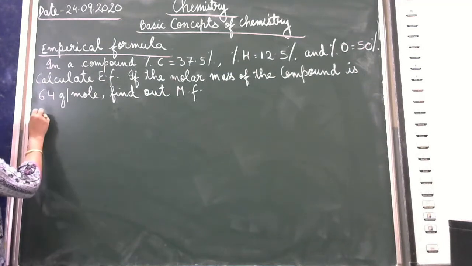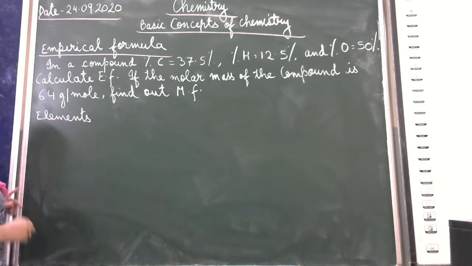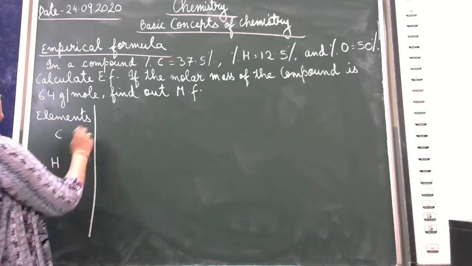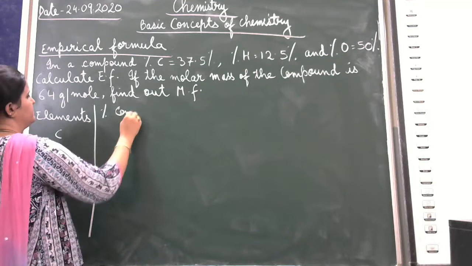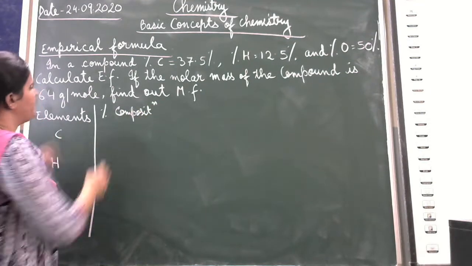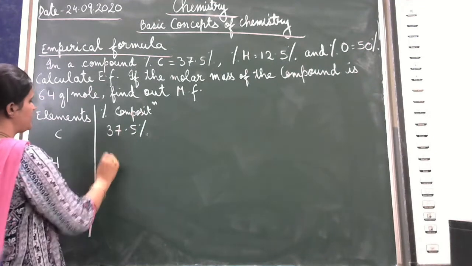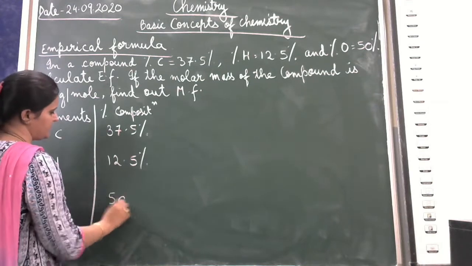First column will be my elements. What are the different elements present in my compound? That is carbon, hydrogen, and oxygen. Okay. Second, what will I write? I will write down the percentage compositions. What is the percentage composition of carbon? It is 37.5. Hydrogen it is 12.5. And oxygen it is 50%.